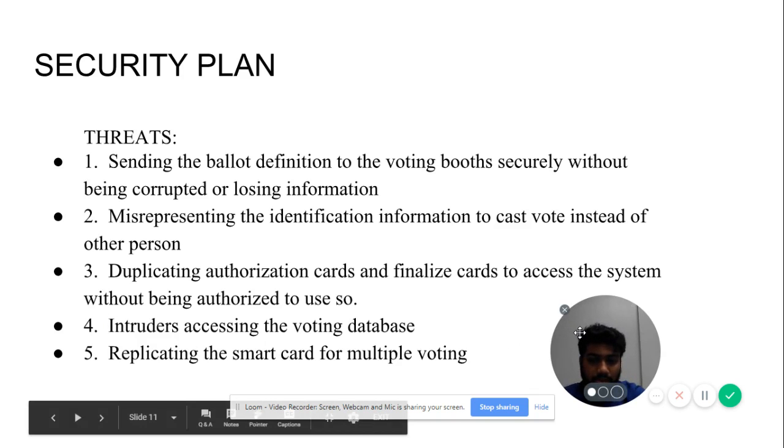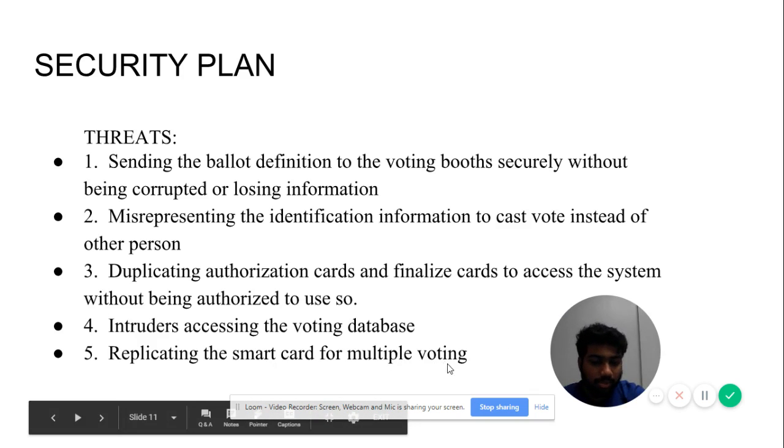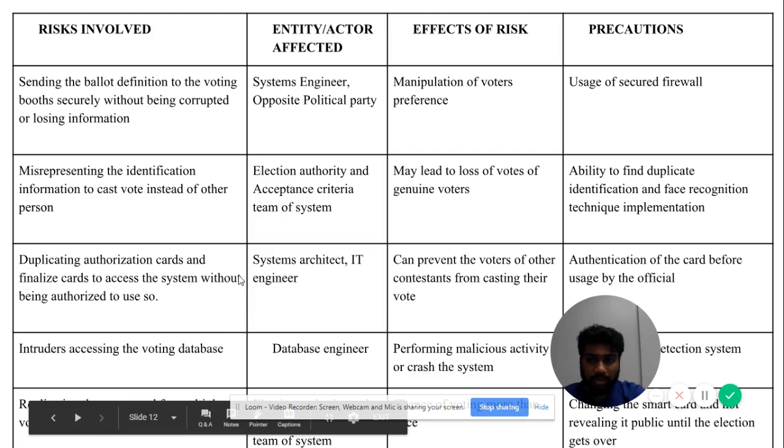So they can manipulate the votes in their favor. And also replicating the smart card for multiple voting purposes. It's because you could only vote once. Replicating the smart card for voting more than once is not part of the system, so it may be a threat. So you need to address these threats and also prepare a precautionary way in order to address them.